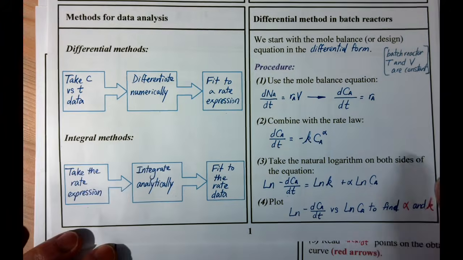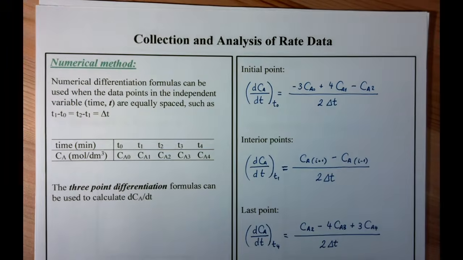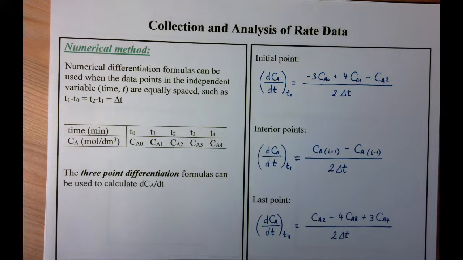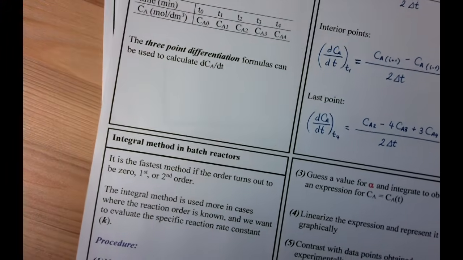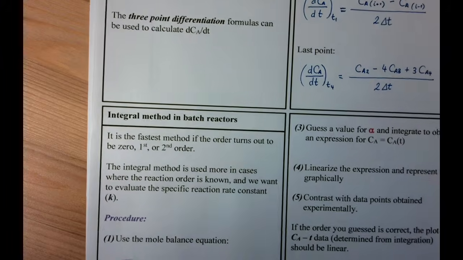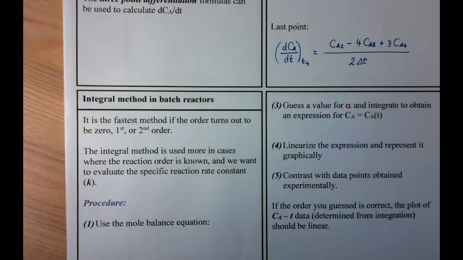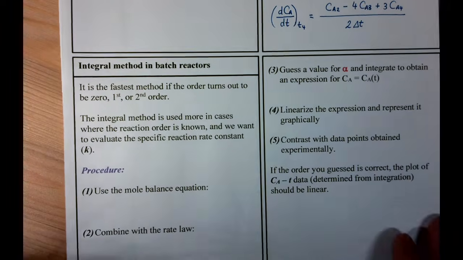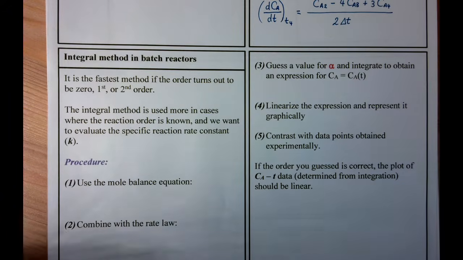So in the integral method, we're going to follow this procedure. Note that this method is actually going to be faster than the differential method only for rate laws that have a low order, zero, first or second order. Once we get to higher orders, it's going to be a bit more complicated.